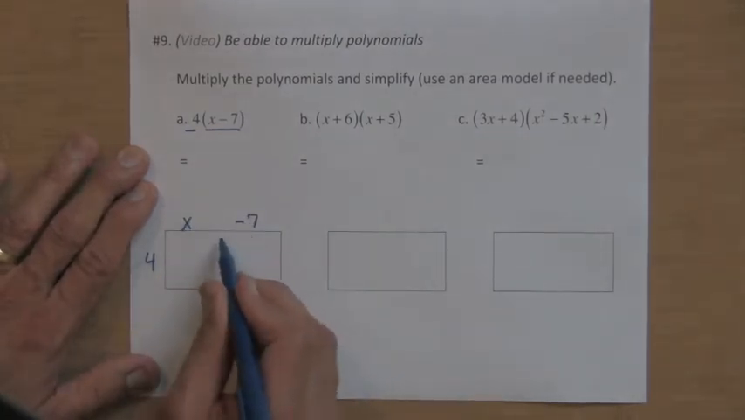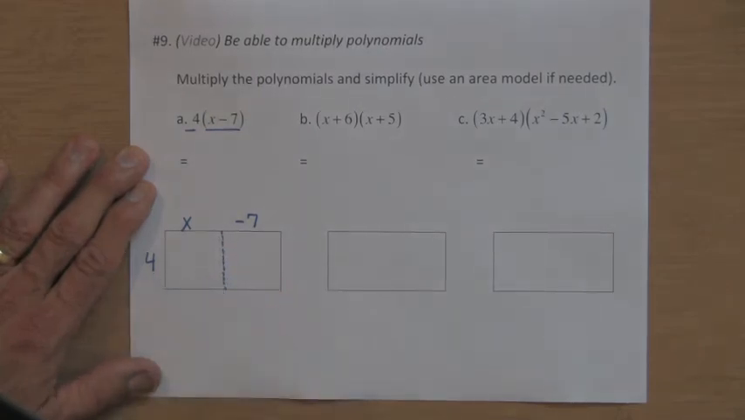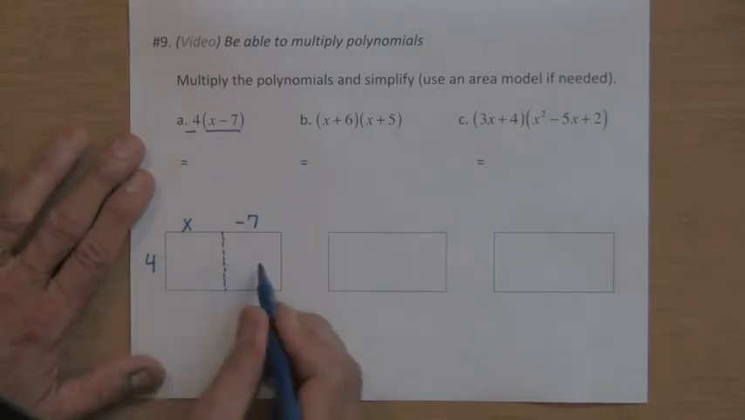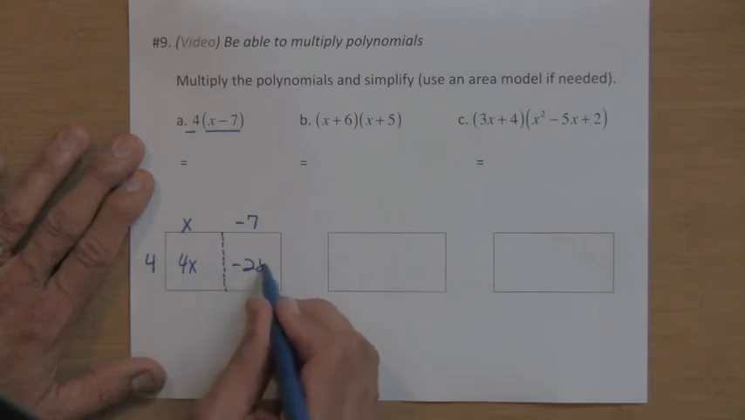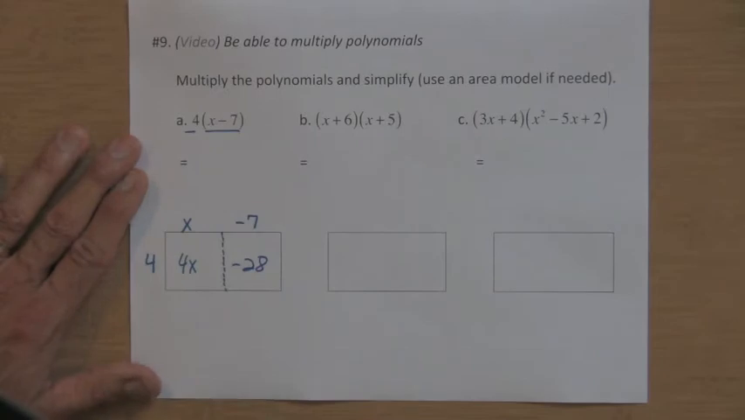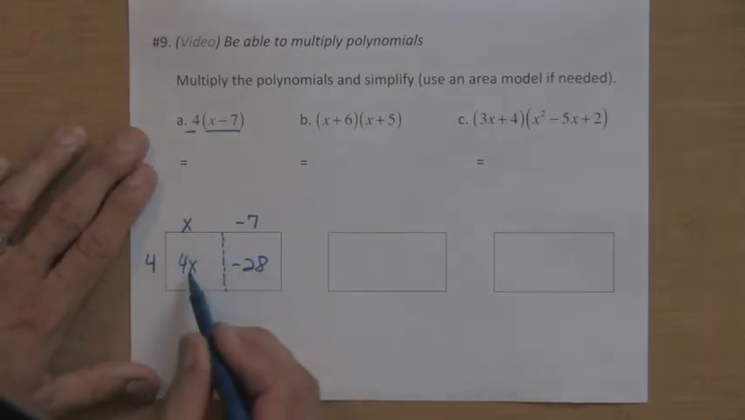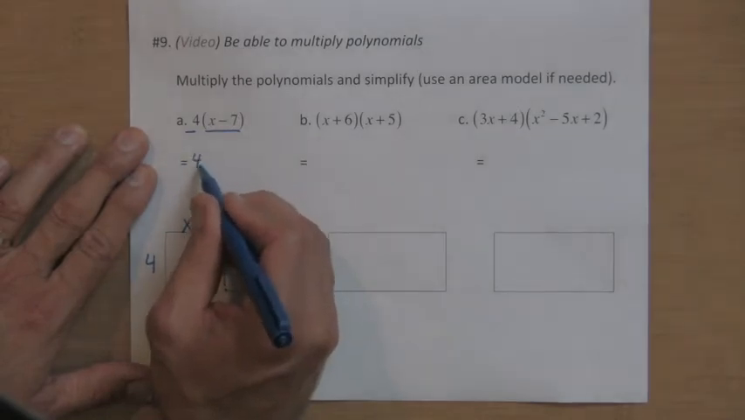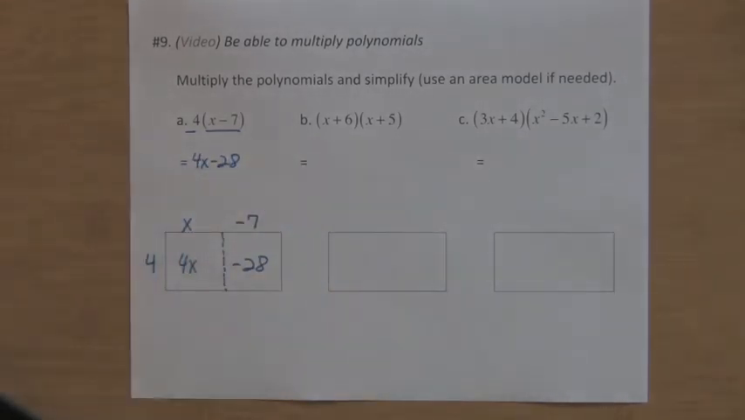So here's x, here's the minus 7. I have two terms across the top, so I'll split this up into two pieces. I have one term here, I'll leave it there. If I find the area of these two smaller sections, 4 times x is the area of this piece. 4 times a negative 7 is negative 28. So the whole thing is length times the width, which was that original problem, 4 times x minus 7. But it's the same as the two smaller parts, 4x minus 28. And that is my answer.